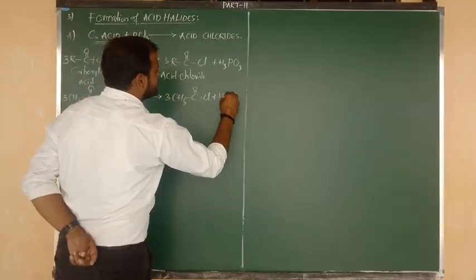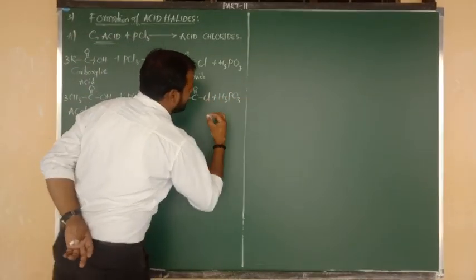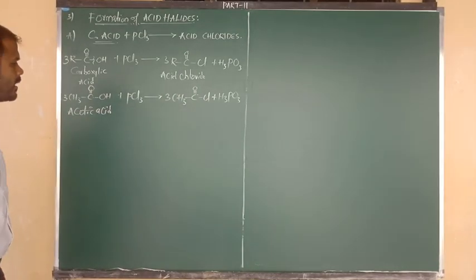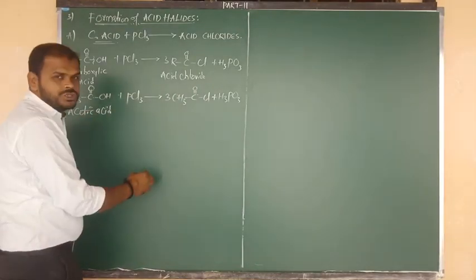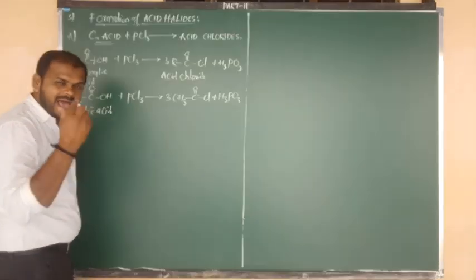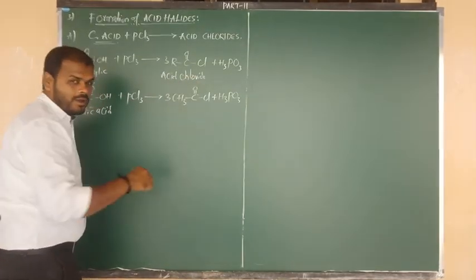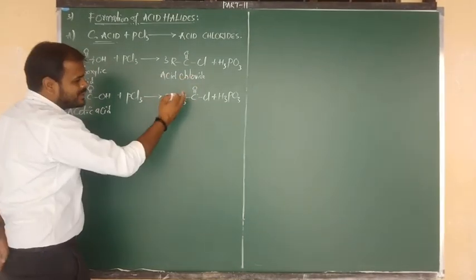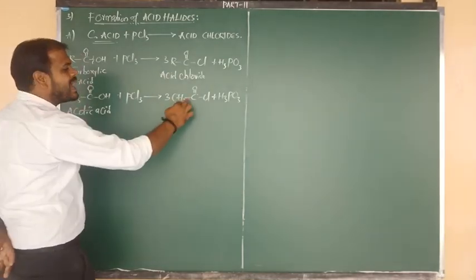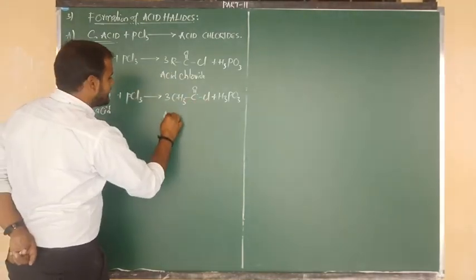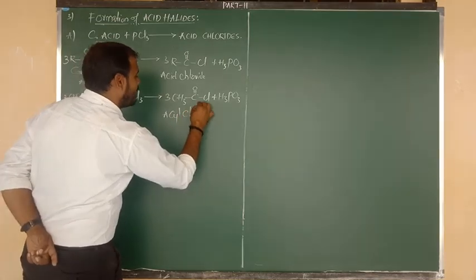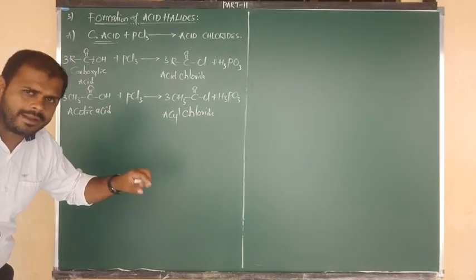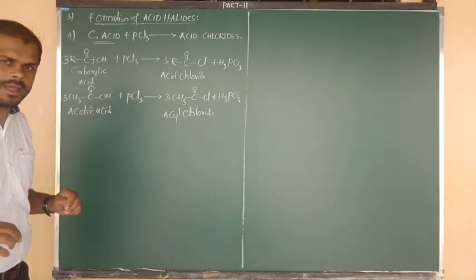Here the byproduct is nothing but H3PO3. That means we can write phosphorus acid. Okay, so here acetic acid is converted into acid chloride, but the acid form is nothing but acyl form. What was the formula of acyl? CH3 bonded to C double bond O. So this is nothing but acyl. Acyl connected to Cl. So we can say the name of this product is called acyl chloride, or we can say acetyl chloride, as you wish.